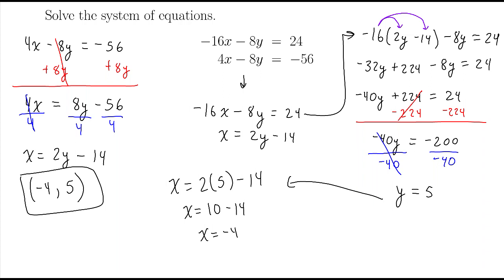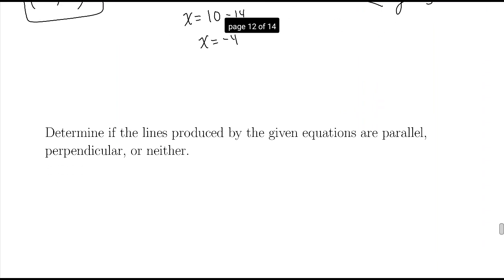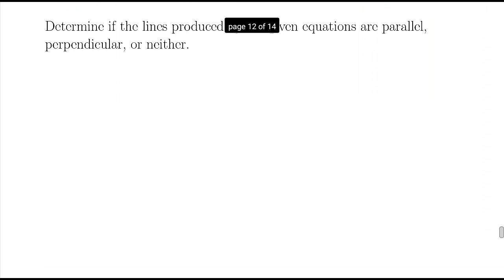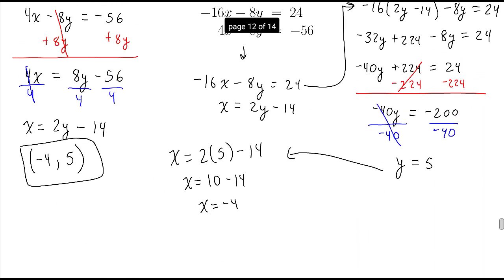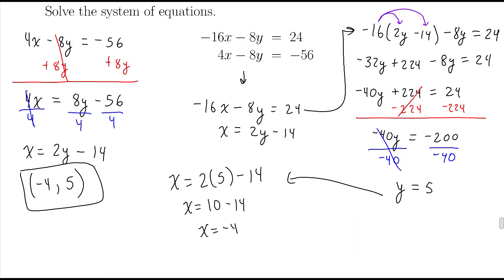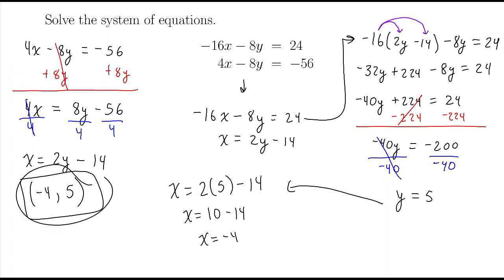Okay, the next part of this question asks us to determine if the lines are parallel, perpendicular, or neither. Now, I haven't done anything as far as rearranging it and looking at their slopes to determine whether it's parallel or perpendicular. I haven't figured that out yet, but I know it's not parallel because parallel lines do not intersect, and here we have an intersecting point. So I know it's not parallel. It might be perpendicular, it might be neither. So we'll go and figure that out.